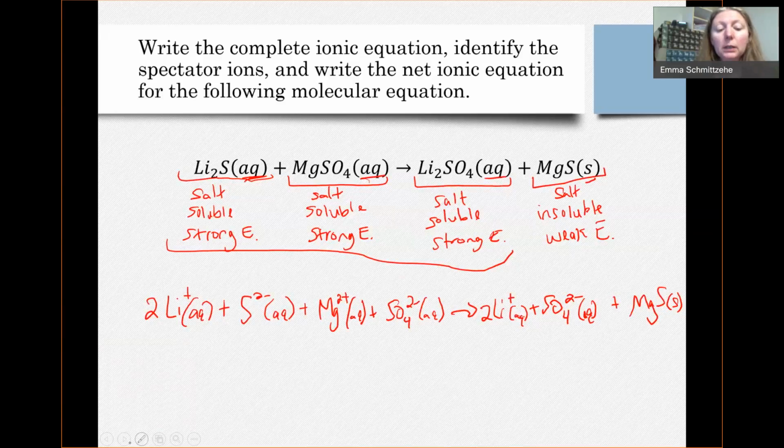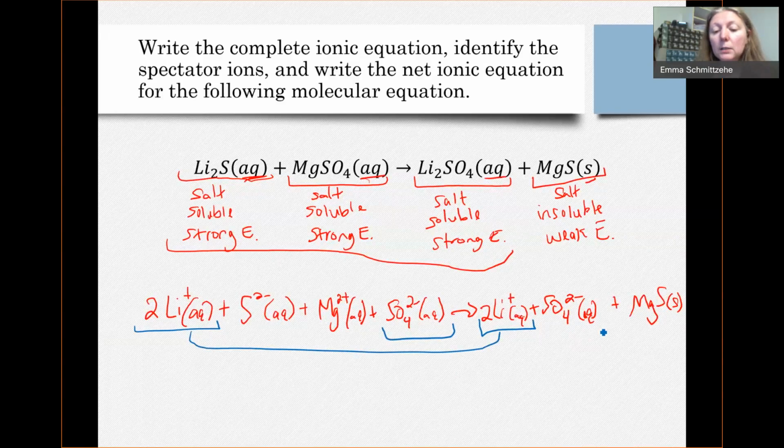And so that would be, here we've got the lithium ions. We have 2 lithium ions, 2 lithium ions. Those must be spectators. And then let's see, what else? We have SO4 2- and SO4 2-. And so all of that stuff is the exact same on the reactant side and the product side. So these are all spectator ions.